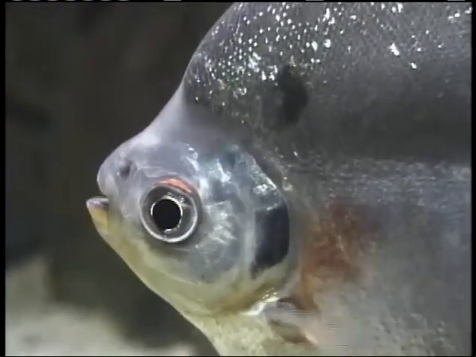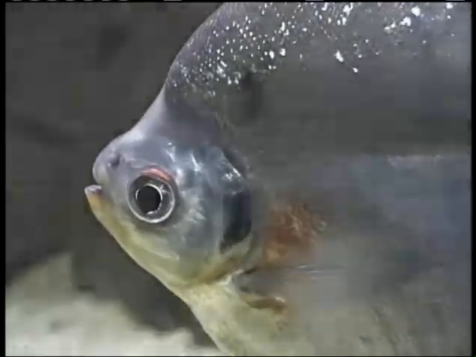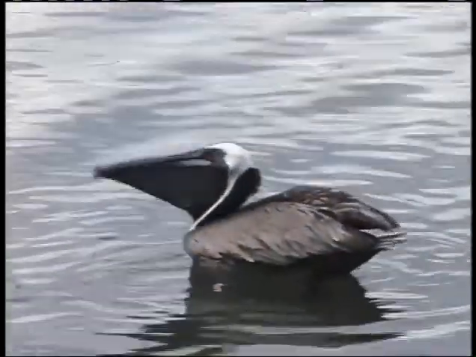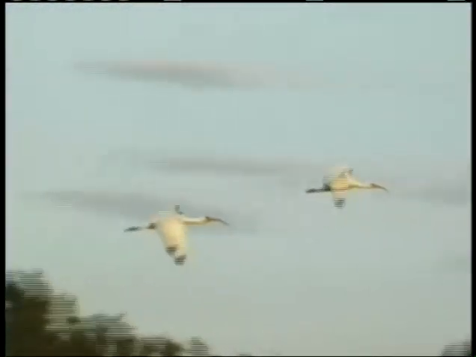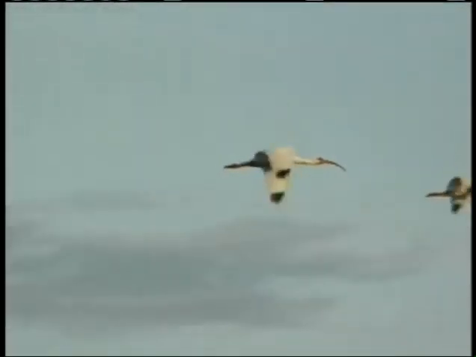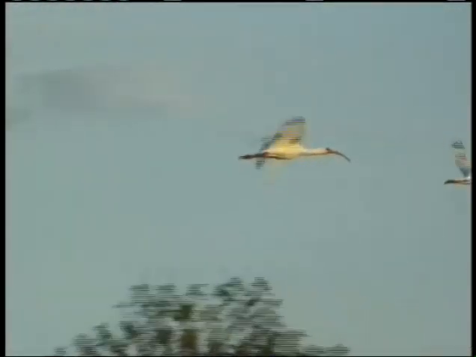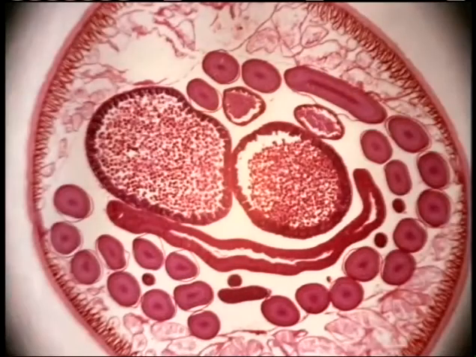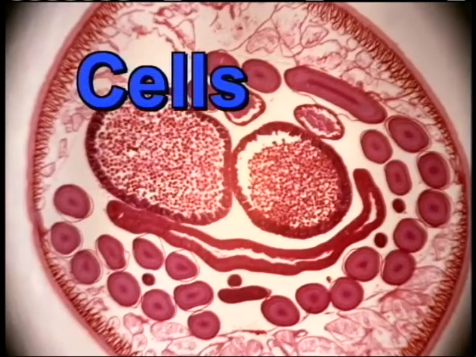Fish use them to carry out their lives in water. And even large animals, such as this pelican and this sea lion, depend on these structures to move, grow, and reproduce. What are the structures on which all life depends? Here's one more clue. They often are called the building blocks of life. These structures are called cells.